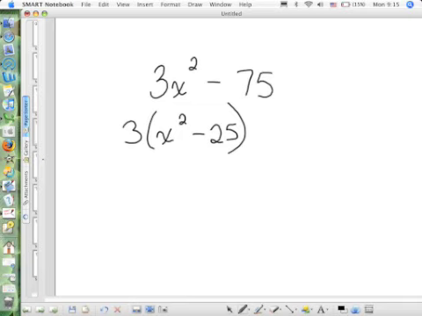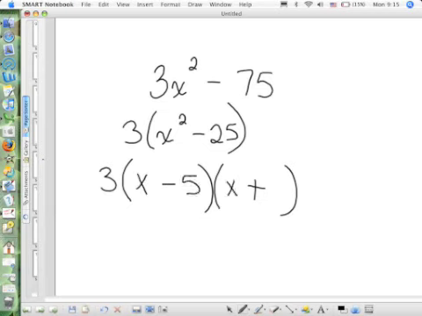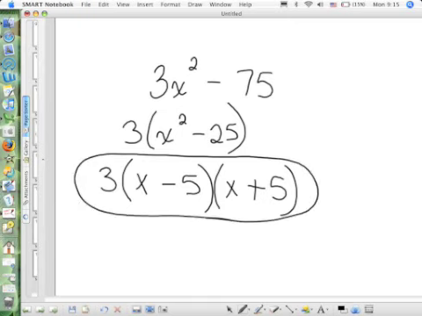Remember, this is a puzzle. We're taking the pieces apart. 3 is still a piece. And the difference of perfect squares factors down to 1 plus 1 minus. And what's the letter and the number involved? x and 5. And you must have all the pieces of your puzzle because you want to be able to put the puzzle back together and get the final picture.